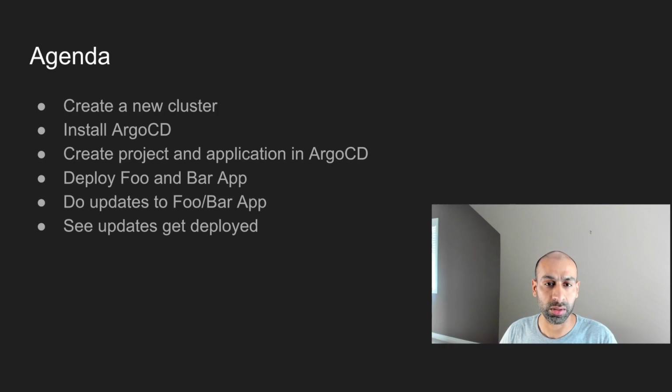So in this video, we are going to first create a new cluster from scratch. We're going to install Argo CD in it. We're going to create a project and application in Argo CD. We'll see how exactly it maps to the code of our foo app and the bar app. Then we're going to do some updates to the foo and bar app, and commit them, and we'll see how exactly Argo CD applies those updates to our Kubernetes cluster.